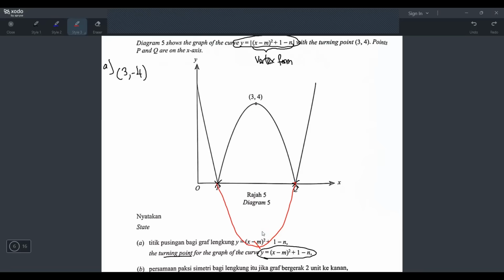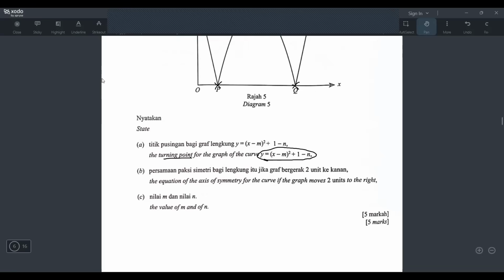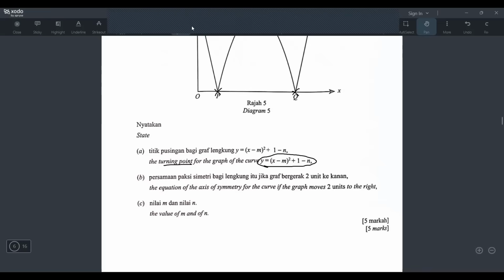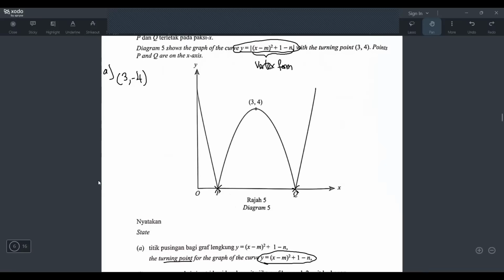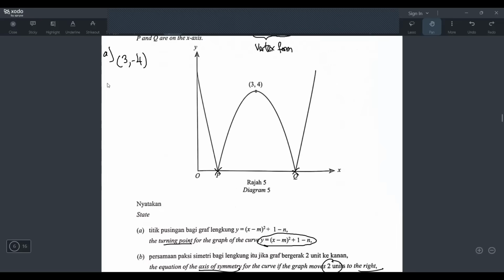Okay, I'm going to erase all this. So that's the A answer. I think this is only worth 1 mark. So let's do B now. B says state the equation of axis of symmetry for the curve if the graph moves 2 units to the right. So let's write down the equation of axis of symmetry. Well, the axis of symmetry is here. So it's x equals 3.